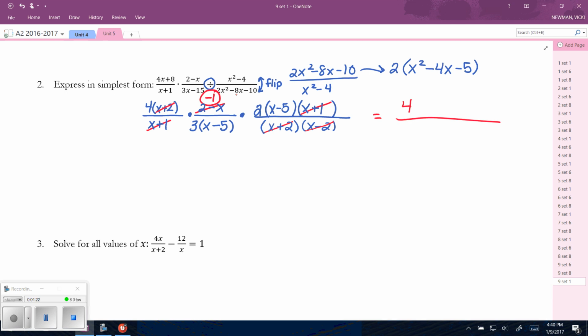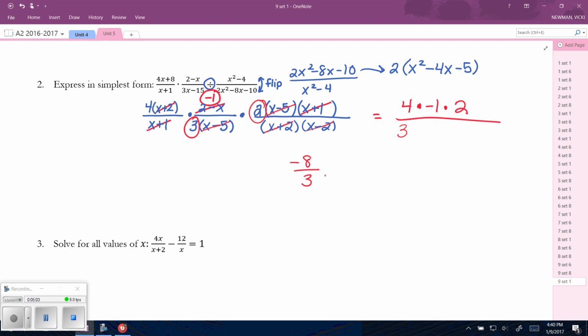Okay, so then on the bottom, I have a 3. I can't do anything with that, so I'm just going to write him here. Then I have x minus 5. Oh, x minus 5, x minus 5. Those two cancel. And then I have this 2. So on the top, I've got the 4 times negative 1 times 2. And in the denominator, I only have a 3. So that's negative 8 over 3. This is an excellent candidate for checking your answer. Pick a number for x.